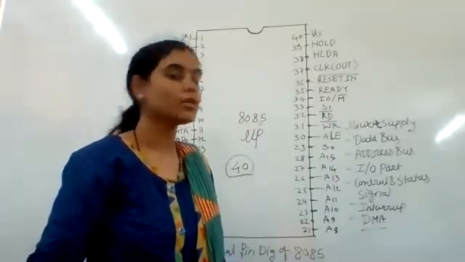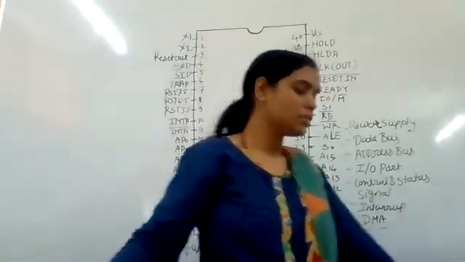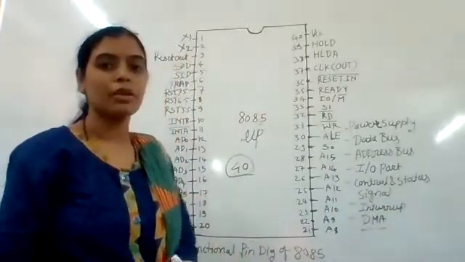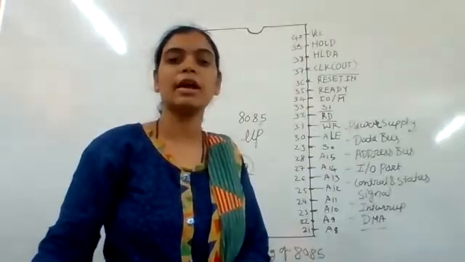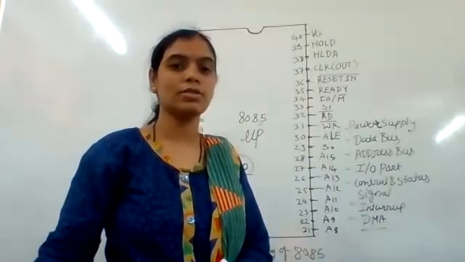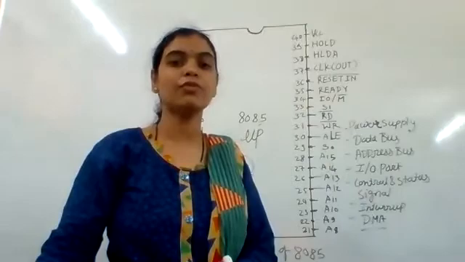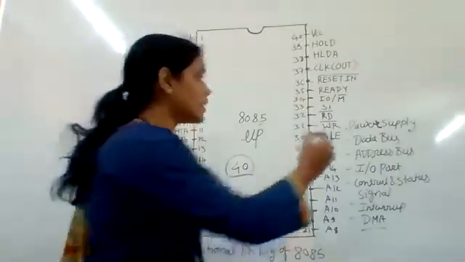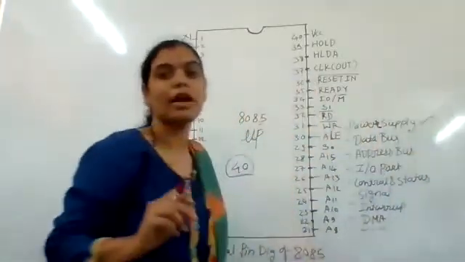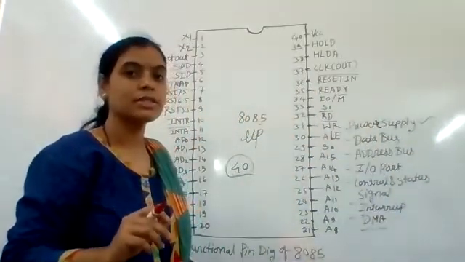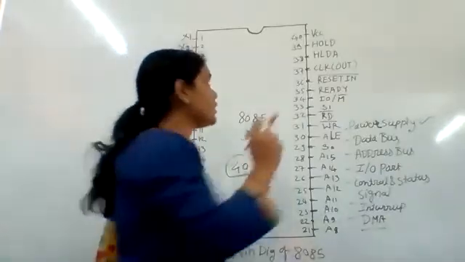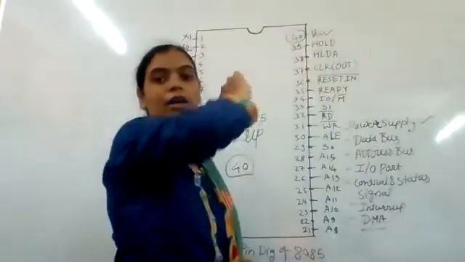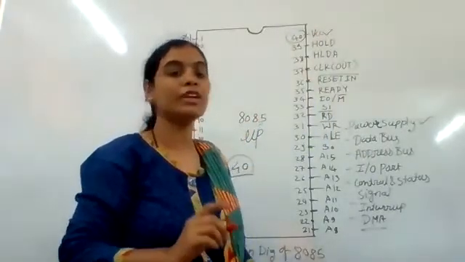Now let's start to see these pins one by one. First we see the power supply and clock signals. In the 40 pin configuration, 4 pins are allocated to a particular category. Which category? Power supply and clock signals. See here, pin number 40. Pin number 40 denotes VCC.